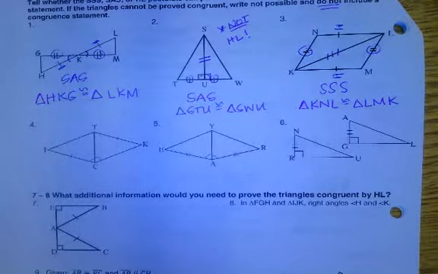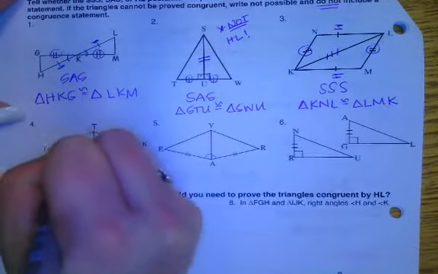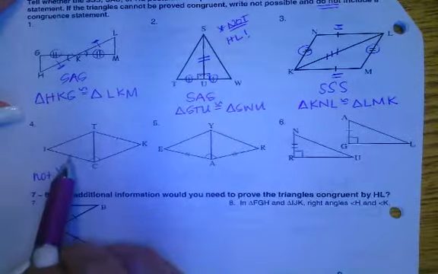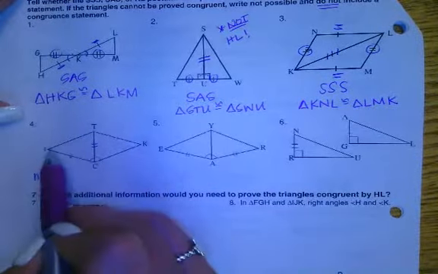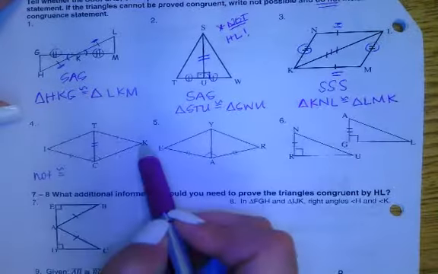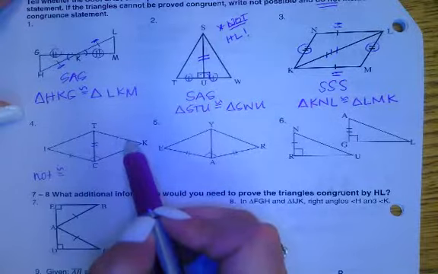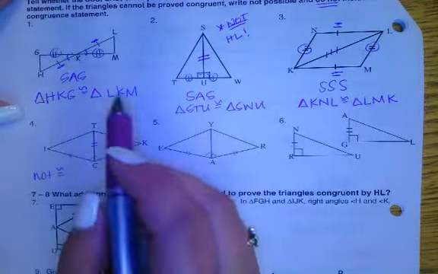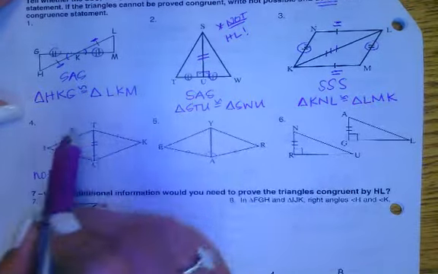Okay, for number 4, hopefully you said not congruent. Although it looks like it's side, angle, side for triangle ICT, it is actually side, side, angle for triangle CTK. So make sure you pay attention to both triangles and how they're set up, because they're not always just a reflection of each other. So these are not congruent.